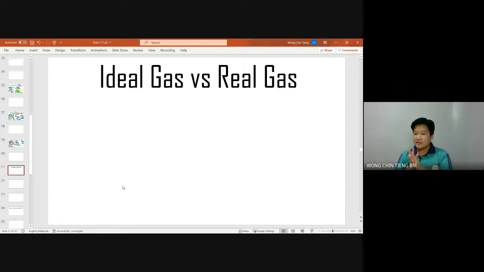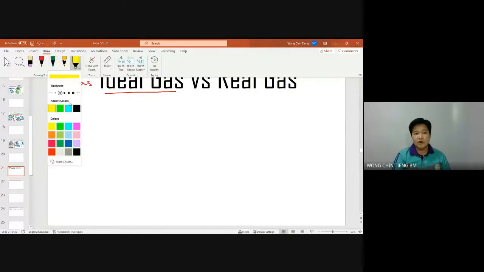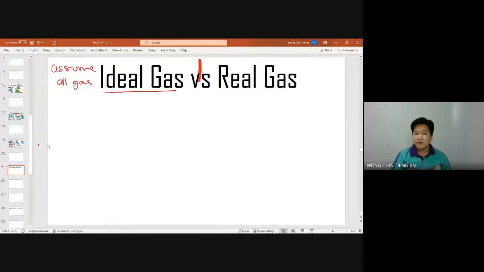Ideal gas and real gas, first and foremost. All the questions that we do, your Boyle's law, Charles law, Avogadro's law, ideal gas law, Dalton's law, semua tu adalah based on ideal or real. Ideal. Semua adalah we assume they are ideal gas. Alright, assume all gas in your question as an ideal gas. Second, majority or most of the time, your gas will actually be in the real form.